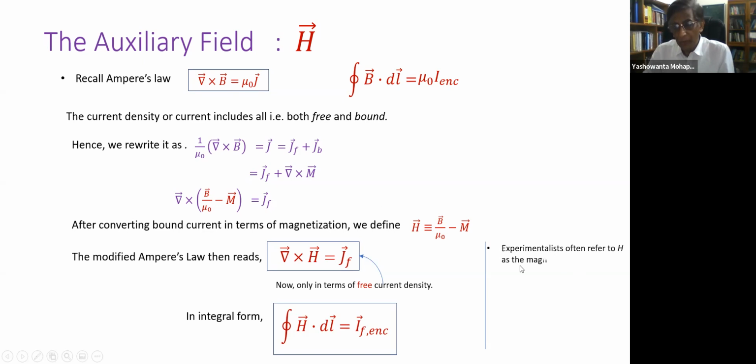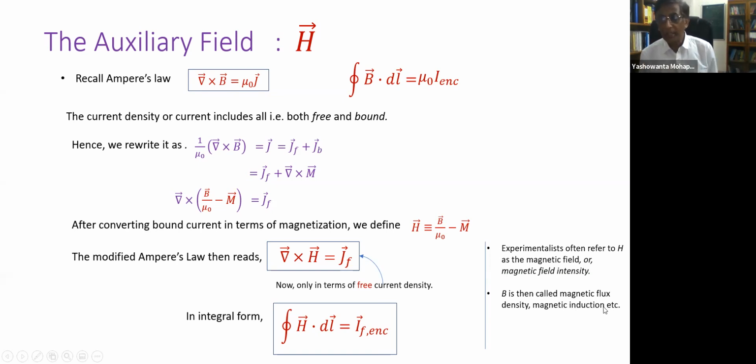Let me make some comments about H. Many experimentalists often refer to H as the magnetic field because this is what we work with in the laboratory, or magnetic field intensity. These are the names that are given. Then B is given a different name. Sometimes it's called magnetic flux density or magnetic induction, etc. In laboratory settings or even engineering textbooks, these are the terms that are used. But B is very fundamental, and hence we'll call B the magnetic field and H is the H. That is what Griffiths recommends, and I agree. So we will consider B as the magnetic field and H as the auxiliary field, as I have mentioned. All right.